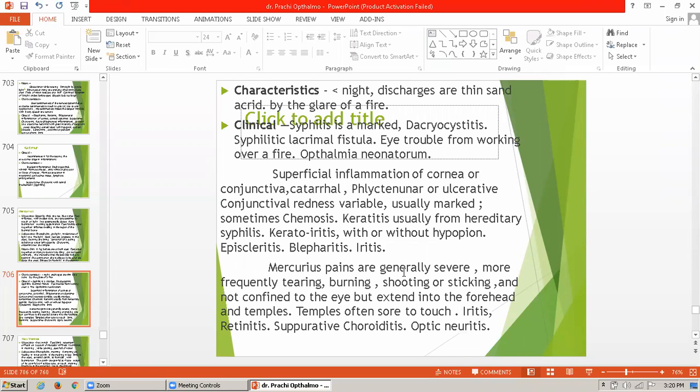Mercurial pains are generally severe and more frequently tearing, burning and shooting or sticking, not confined to the eye but extending into the forehead and temples. Temples are often sore to touch.